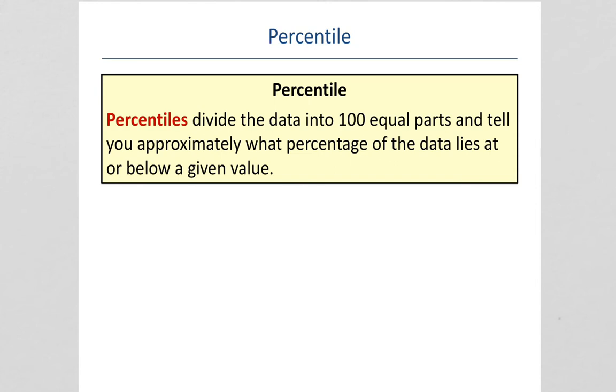Percentiles divide the data into 100 equal parts and tell you approximately what percentage of the data lies at or below a given value. So here's what percentiles look like. At the end is the low value. At the top is the high value. And in the middle is the median. All of these we've discussed so far.